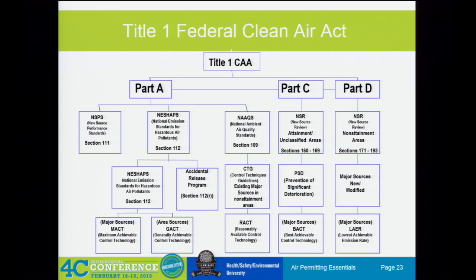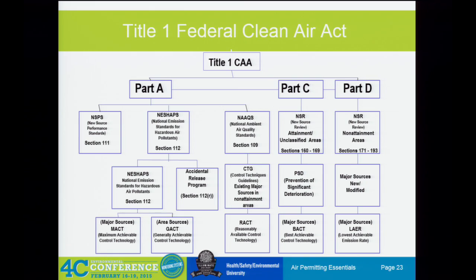As a result of the National Ambient Air Quality Standards, we got what we call reasonably available control technology. This is what is referred to as our state requirements for control technology. So a lot of states will issue their own specific control requirements, and that's what we refer to as the RACT rules.